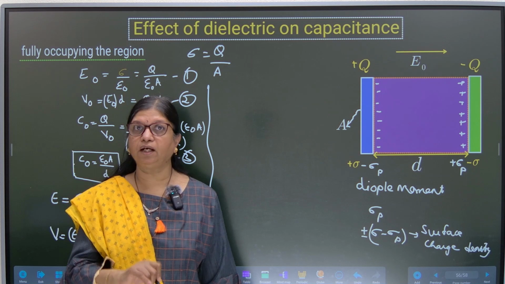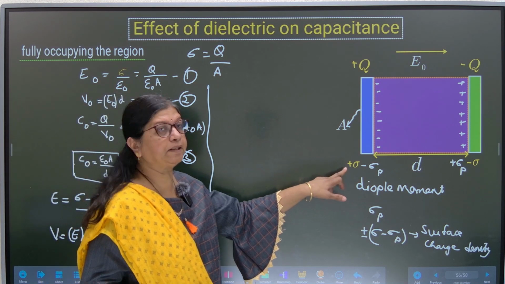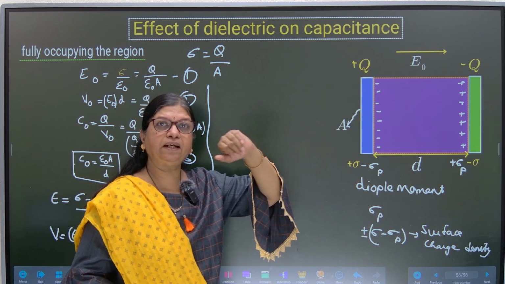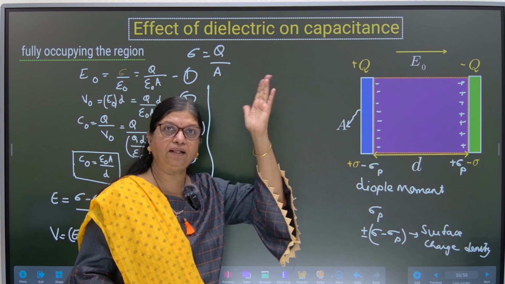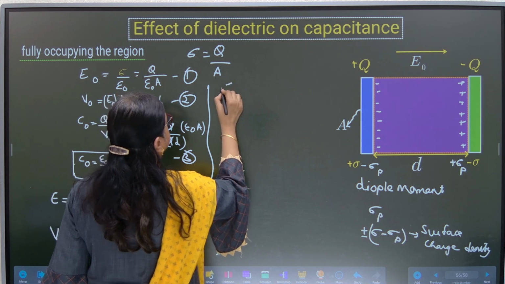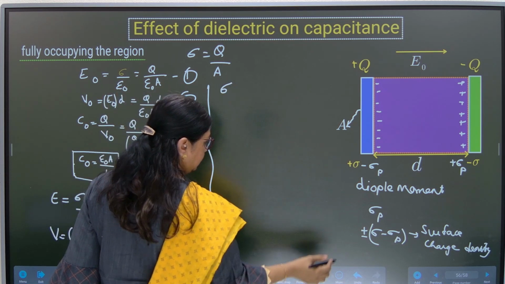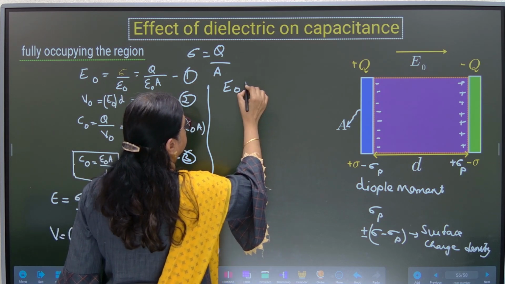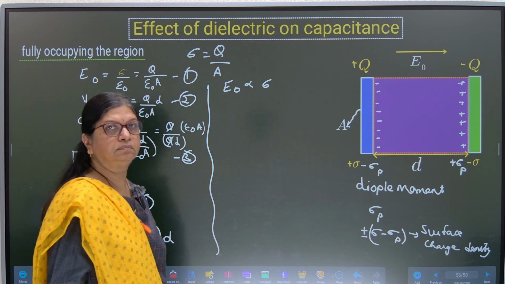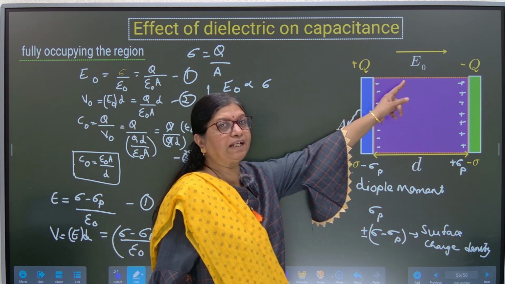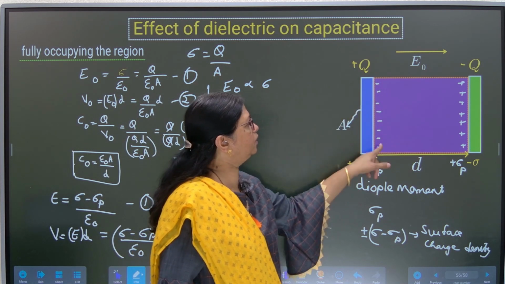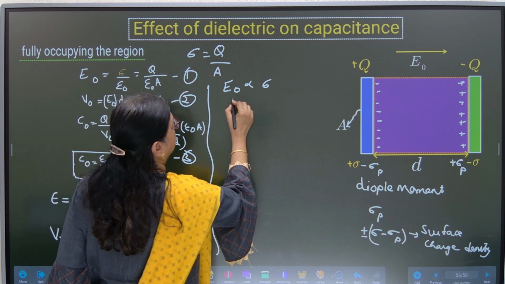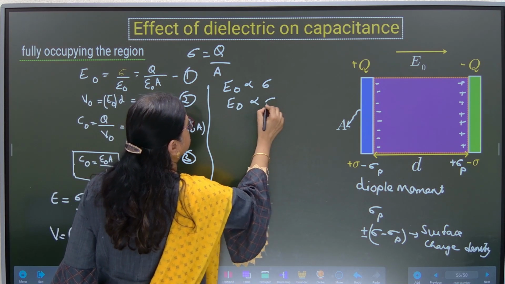We have learned that however much sigma, that is surface charge density, is available, that much electric field will be there between the plates when air is there. So let us write E naught proportional to sigma. Correct? How much E naught external field is there, that much polarization will occur. Agreed? Therefore, let us write E naught proportional to sigma p.